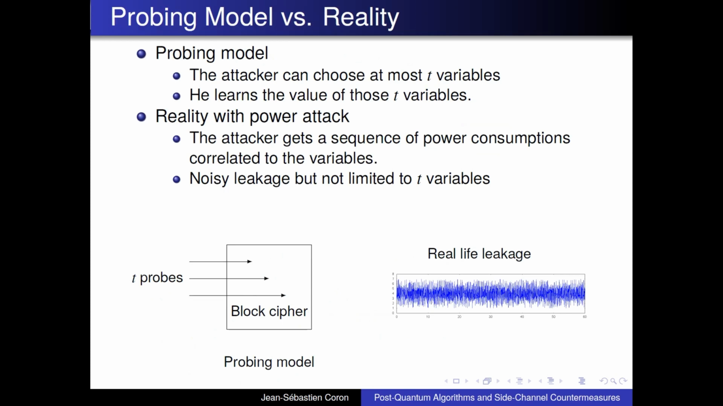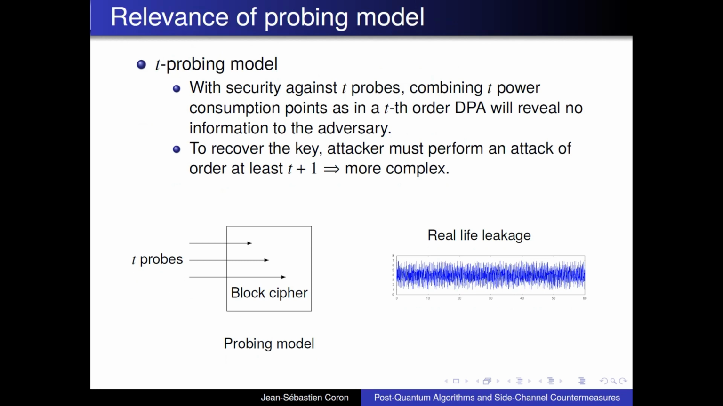But one may ask whether this probing model is really relevant in practice, because in practice, we don't have probes. We can perform a power attack in which we have a real-life leakage, which is quite different from a set of probes. So here we have perfect probes, but in practice we have real-life leakage, which is noisy. But the advantage is that we have more information than only about T variables. But still, it makes sense to prove security in the T probing model, because to perform a DPA or a statistical attack, if we want to recover information from the key, we will have to combine more than T points in the leakage. So at least T+1. So this means that if we have security against T probes, we must perform an attack of order T+1, which is going to be more complex.